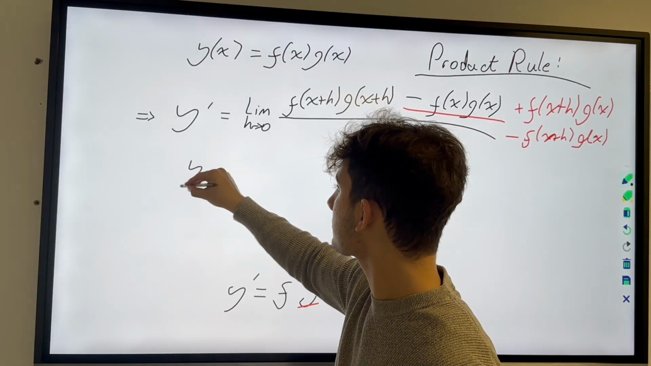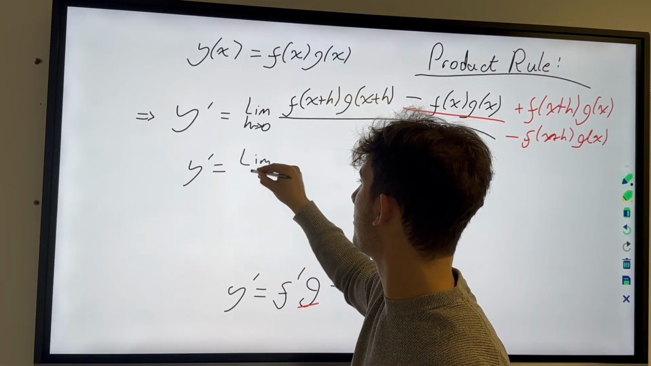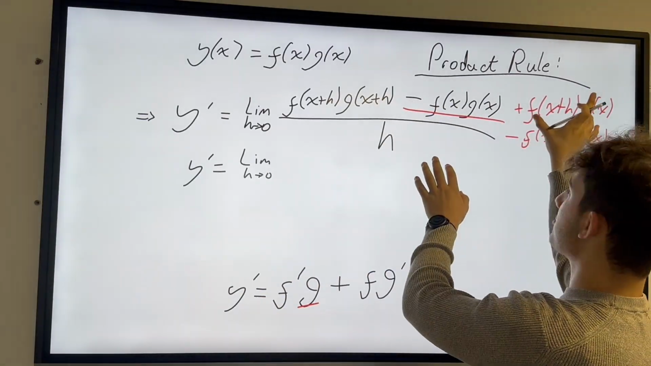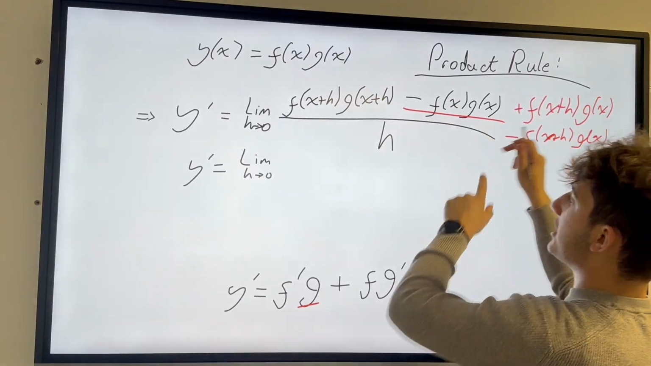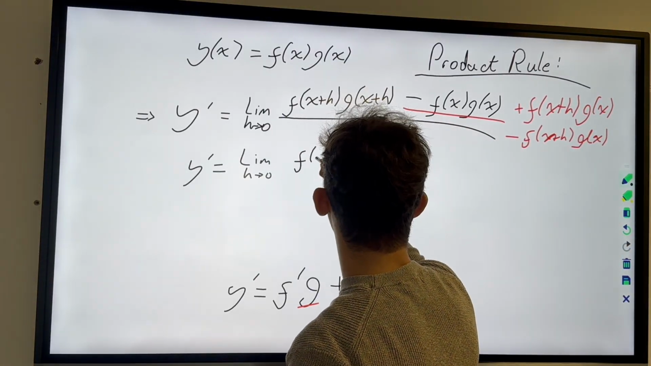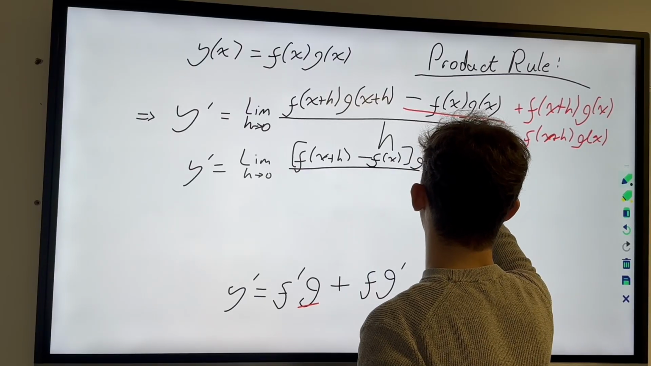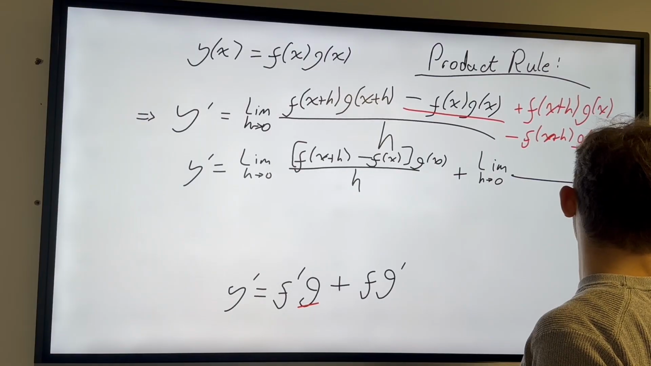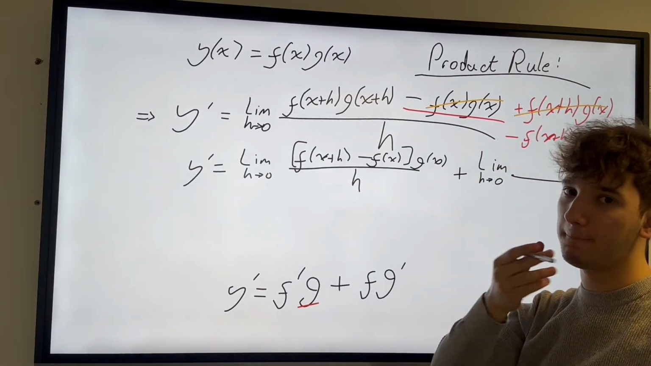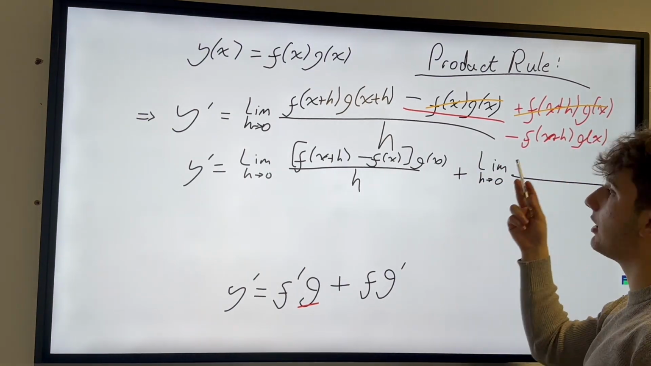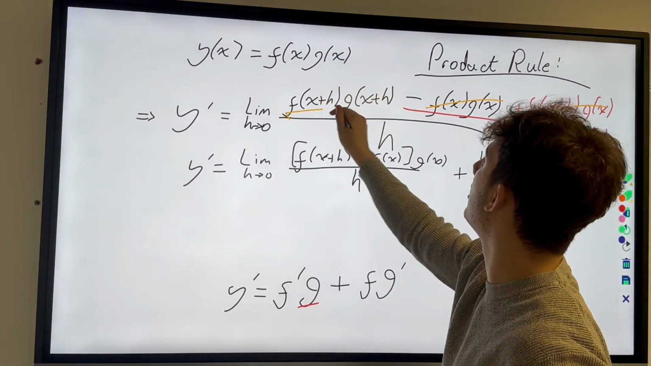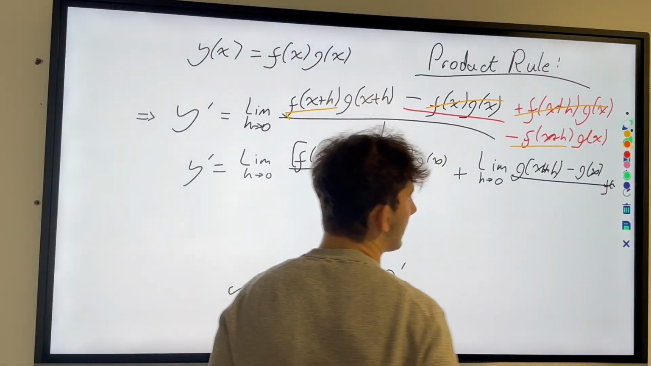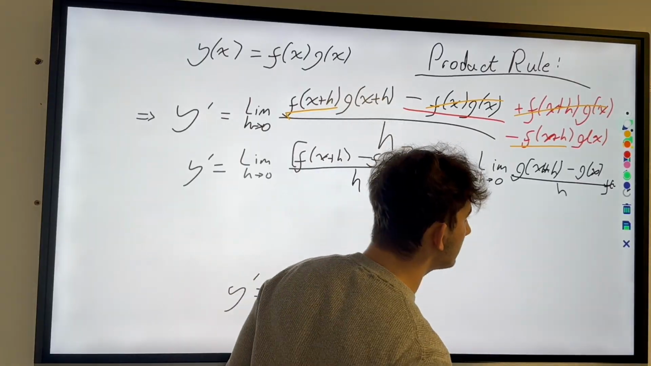So from that, we can do y prime is the limit, and we can separate it now like we did last time. We've got f of x plus h minus f of x, both times by g of x, and over h. And then once again, we'll split it into another limit. We've used this one and this one now. All we've got is this and this left. And look at that, they've both got f of x plus h in them. So g of x plus h minus g of x, and then over h. Cool.